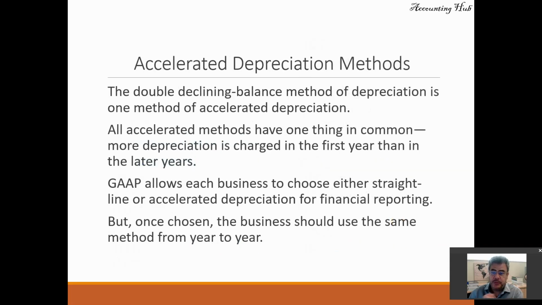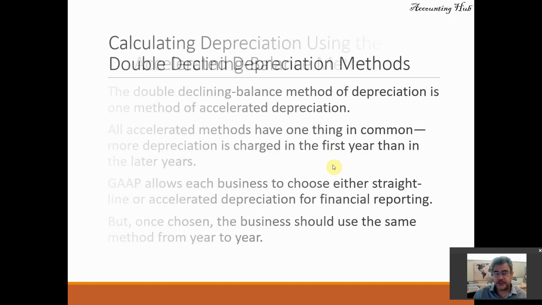They have one thing in common: more depreciation in the first year, less in the later years. US GAAP and also IFRS allow you to choose either straight line or an accelerated depreciation method. But once chosen, we must use the same method from year to year unless we change it and disclose it in a note. So it is the same under US GAAP and IFRS.